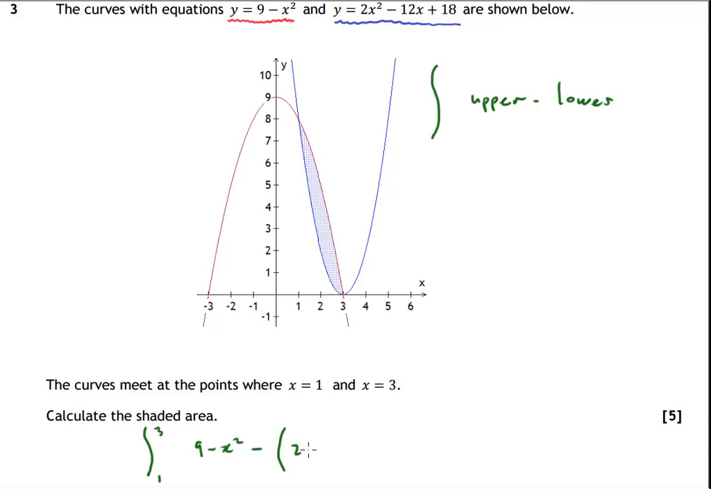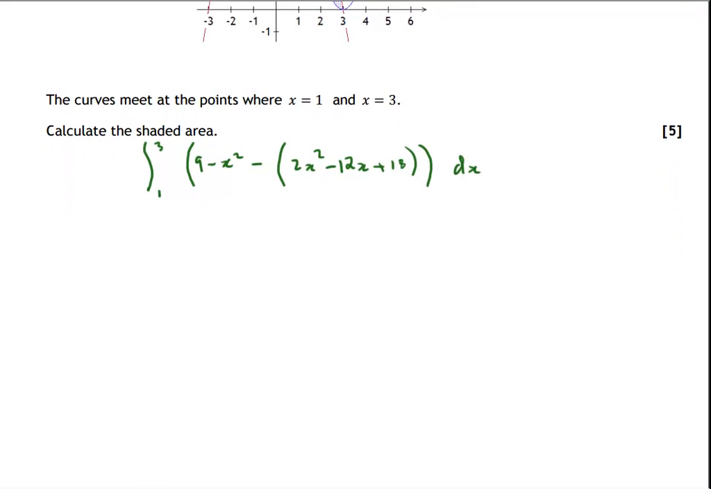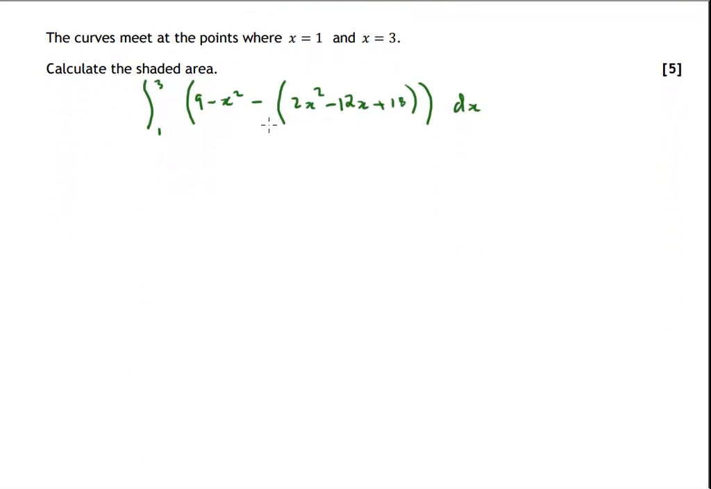So because we're subtracting everything that makes up that curve, we definitely need to put it into a set of brackets, minus 12x plus 18, and to be totally correct, the whole thing should live in another set of brackets. Again, dx is part of the integration, it needs to be shown. Always try and simplify as far as you can before you go on any further.